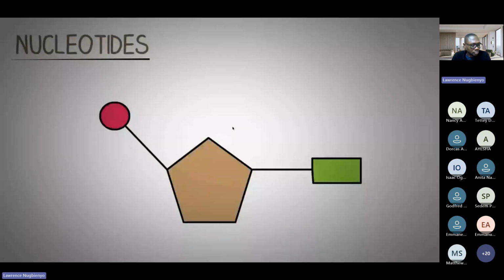Now this is a simple diagram explaining the structure of a nucleotide. As you can see, the single nucleotide is made up of three important groups, the phosphate, the sugar, and the nitrogenous base. And these groups are attached to one another by bonds, which we'll discuss later. To understand the complete structure of a nucleotide, let's try to understand the structure of these groups one by one.